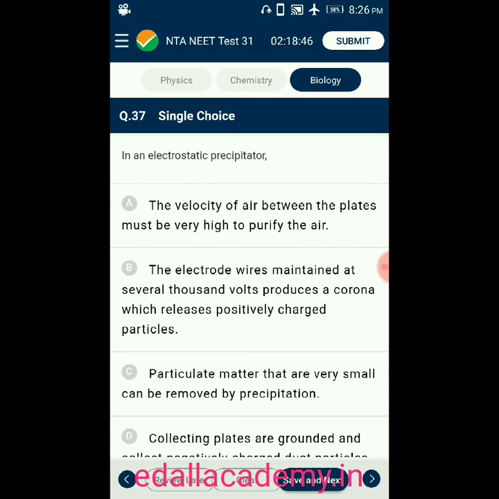Question number 37. An electrostatic precipitator has electrodes.